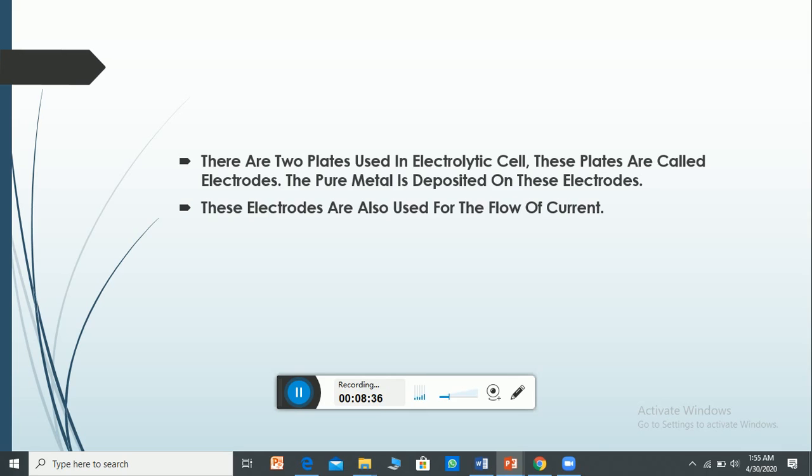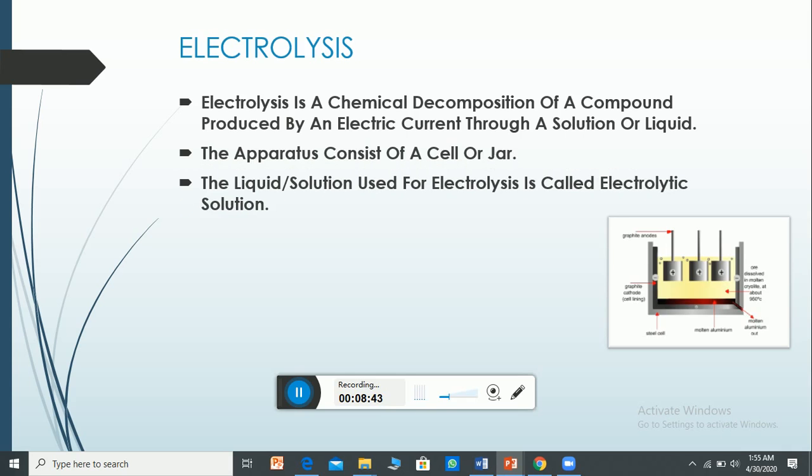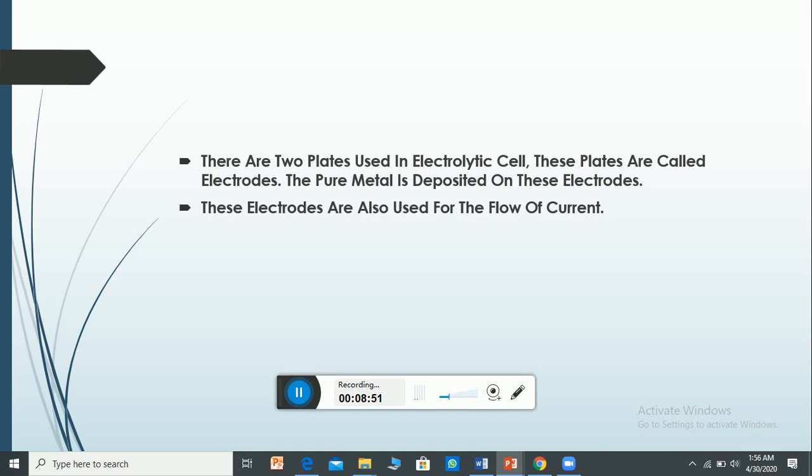A pure metal is deposited on these electrodes. Look at the electrodes in the figure again. At the bottom we have the negative electrode, so we get the aluminium at the bottom. These electrodes are also used for the flow of current.